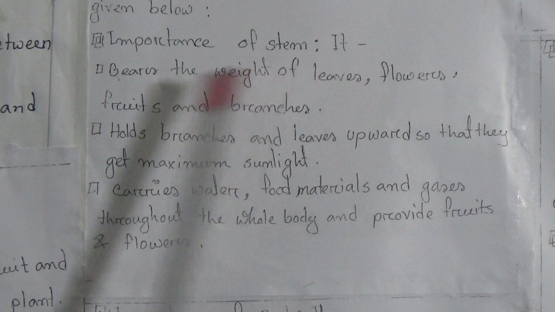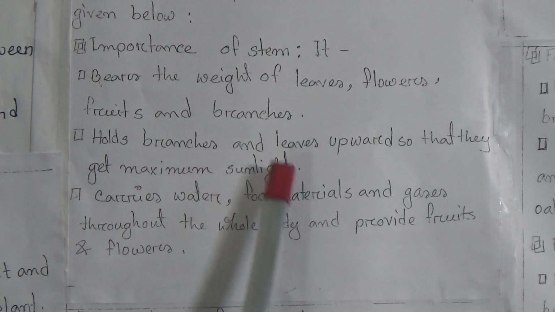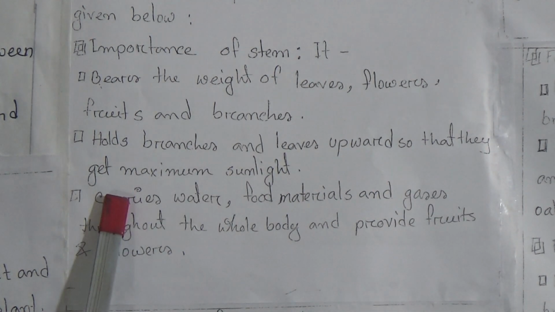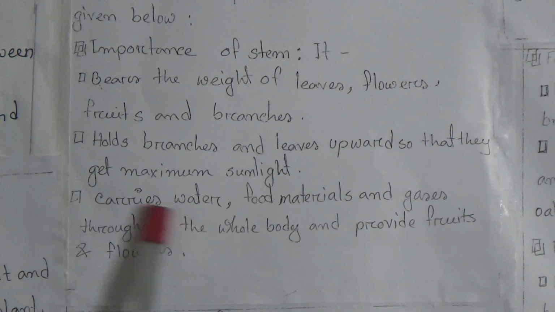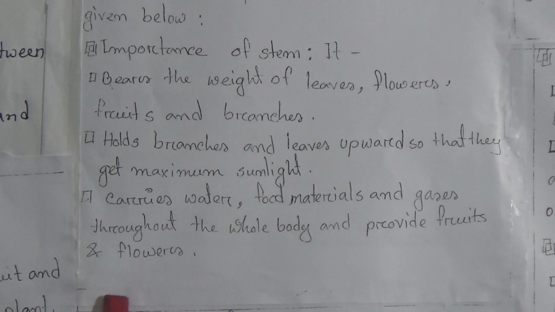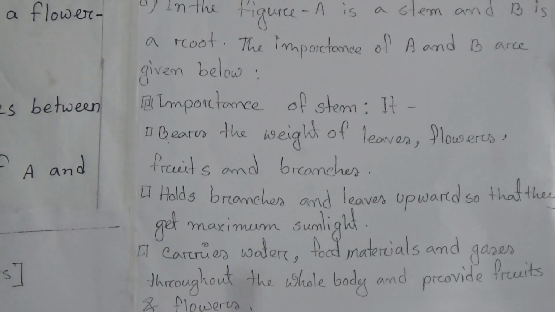Dear students, I am repeating, the importance of stem is it bears the weight of leaves, flowers, fruits and branches. Number 2, holds branches and leaves upwards so that they can get maximum sunlight. Number 3, carries water, food materials and gases throughout the whole body and provides fruits and flowers.